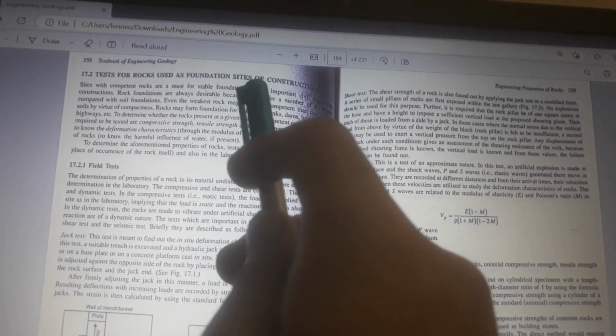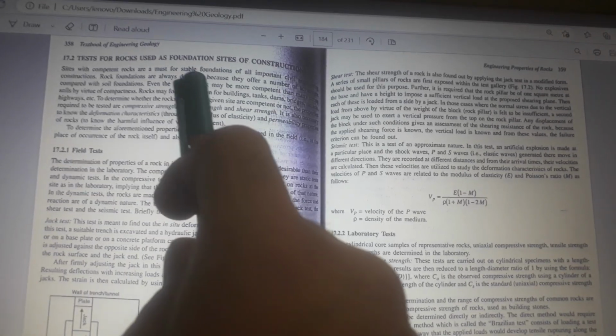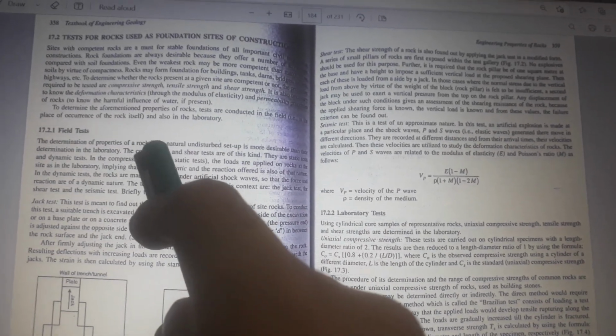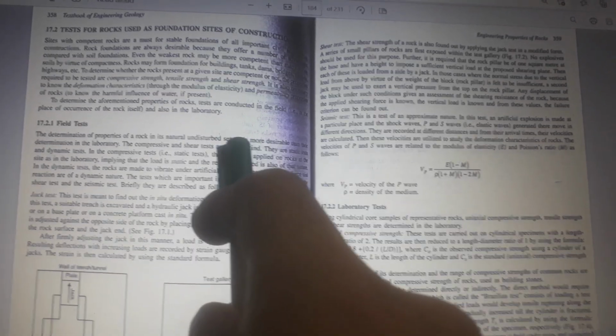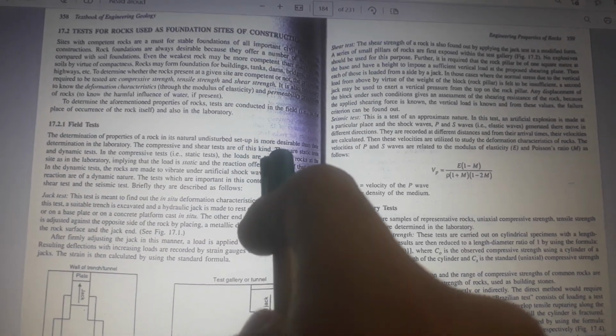Tests for rocks used as foundation sites of construction. Sites with competent rocks are much more stable foundations for all important civil engineering construction. Rock foundations are always desirable because they offer a number of advantages compared with soil foundations. Field test. The determination of properties of a rock in its natural undisturbed setup is more desirable than the determination in the laboratory. The compression and shear tests are of this kind.